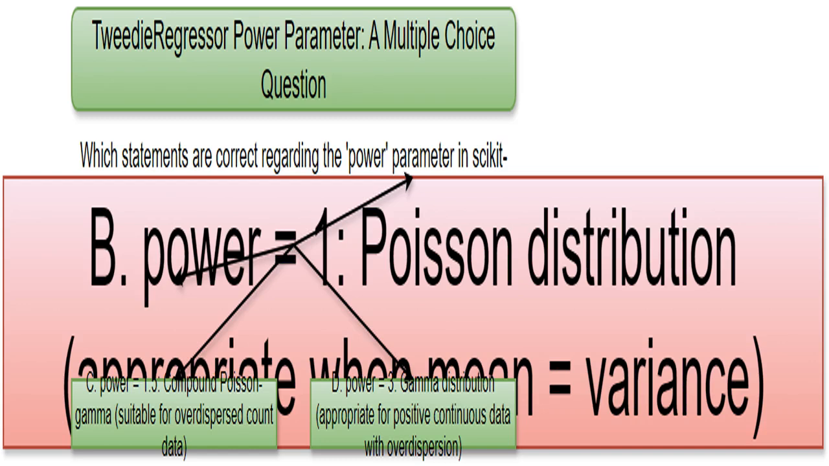Power of 1 uses a Poisson distribution. Poisson distributions are great for count data, like the number of claims, but they assume the average and the variance are the same. Insurance claims often have a variance much higher than their average. This is overdispersion, so this statement is also wrong.